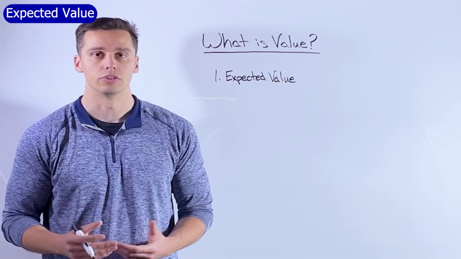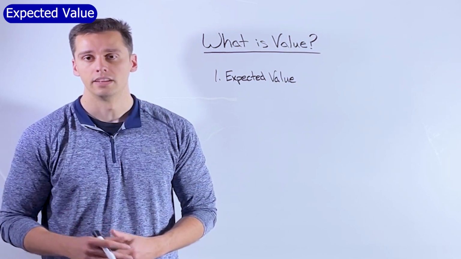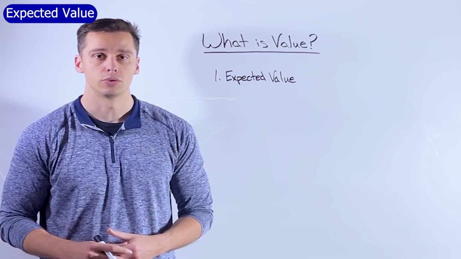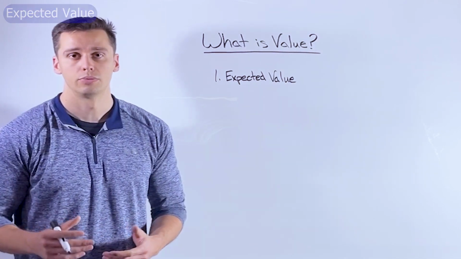If the expected value is positive, you bet. If it's negative, you don't bet. It's designed to be very black and white, so we don't let biases creep in and affect our decisions. Next, we have prospect theory.